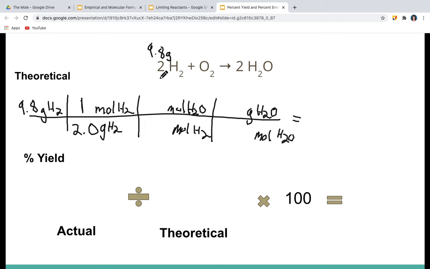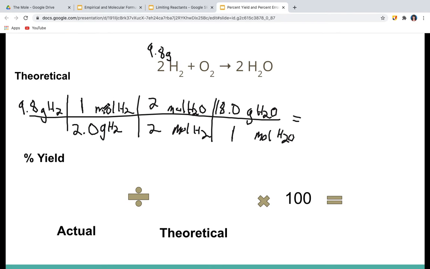If I'm going from moles of one thing to moles of another, I'm just going to put the coefficient, so 2 for each of those. And we've got another moles and grams. So I'm going to put 1 with this mole, and then in the grams we're going to put molar mass. Molar mass of water is 18.0 because we have 2 from the hydrogen, 16 from the oxygen.